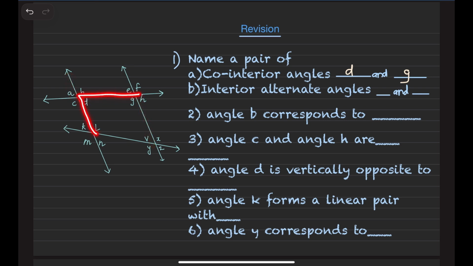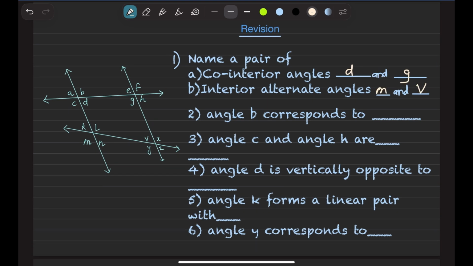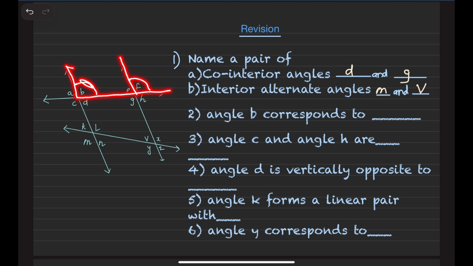There are many. Let's take N and V. Angle B corresponds to, okay, nice question. Where is angle B? Let us look for angle B. It's here. Corresponding means F. Line below over here, that means it corresponds to F.